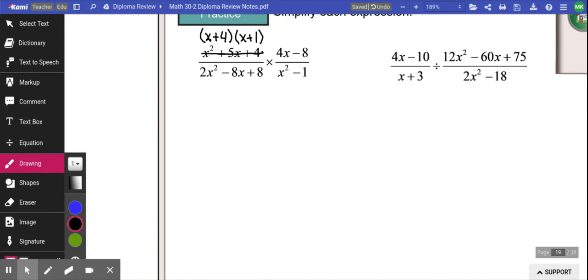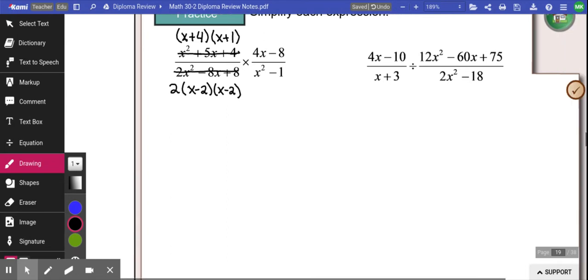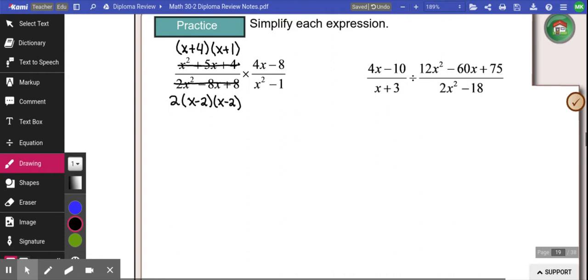In the denominator, there would be a GCF of 2. So a 2 would come out first. And then you would be able to diamond method that. So you'd be looking at things that multiply to be 4 and add to be negative 4. So you'd have x minus 2 and x minus 2. Fantastic.